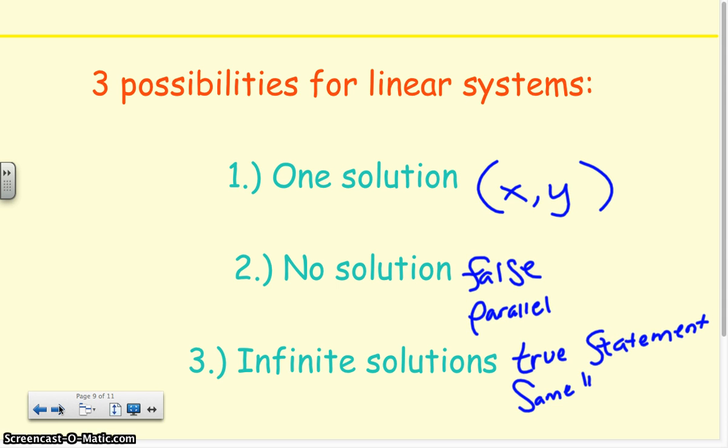Keeping in mind that systems represent a point of intersection, if it's a false statement, that means they're parallel, they never intersect. And if it's an infinite solution, that means it's the same line, that means they always intersect. So those are the 3 different types of systems that you will be exposed to.